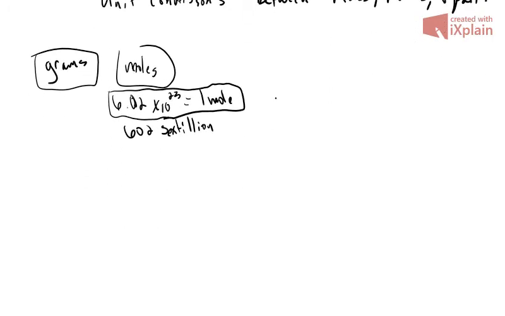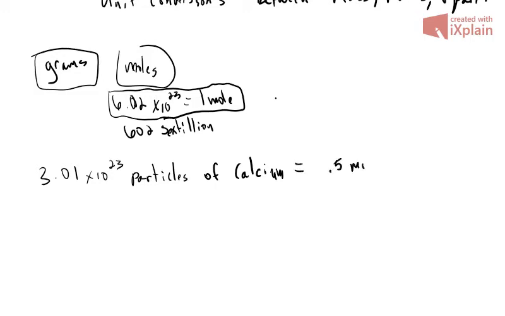All right, now if we had, let's say, 3.01 times 10 to the 23rd particles of calcium. Okay, we have 3.01 times 10 to the 23rd particles of calcium. That would be 0.5 moles of calcium.